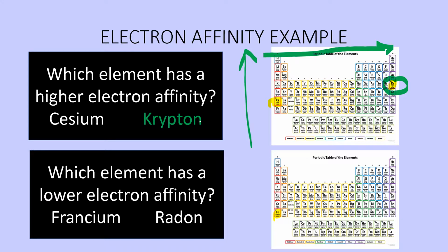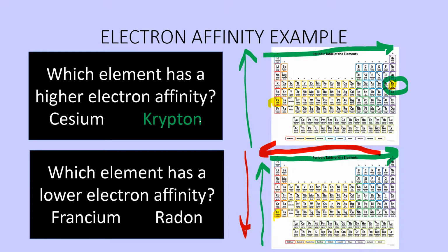We know that electron affinity increases from bottom to top and from left to right, which means that it decreases from right to left and from top to bottom. And because francium is located to the left of radon and below radon, that means that francium is going to have a lower electron affinity.